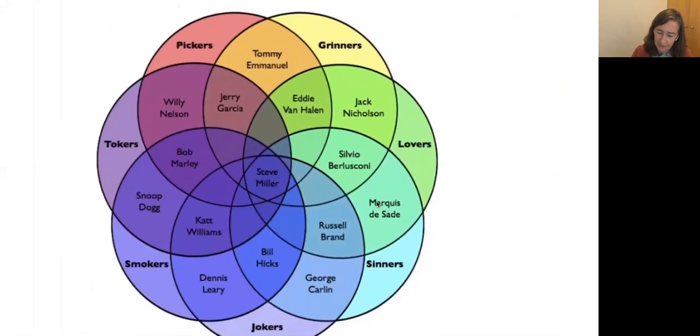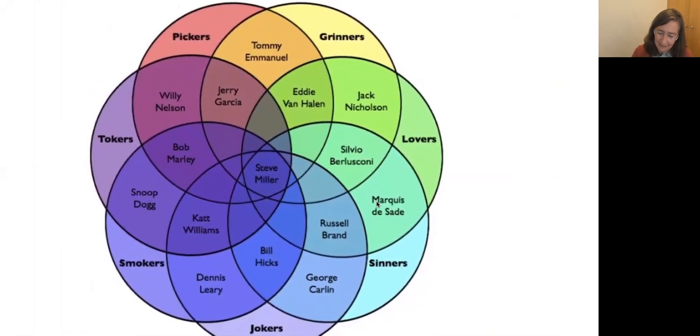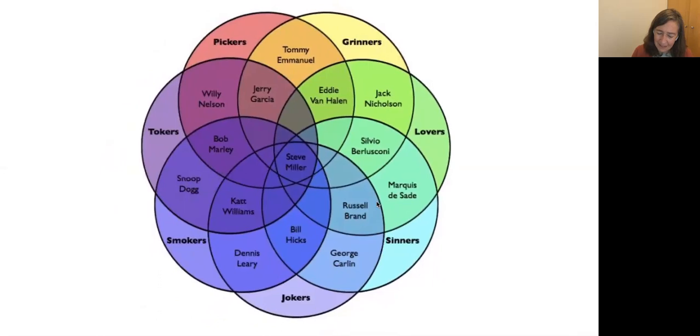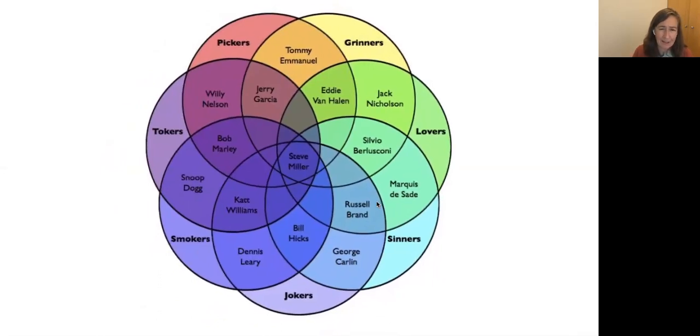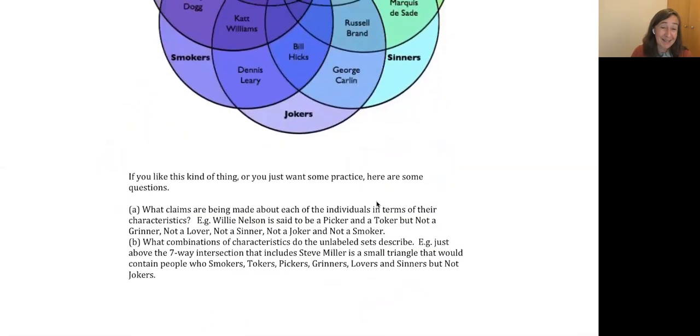I found on the internet that has lots of people, and it's its own little interesting Rorschach test. I mean, there's some of these people I know who they are. I agree that Willie Nelson is a picker and a toker, but not as much of a grinner as Jerry Garcia is. Some of these other people down here, the jokers and the smokers, I'm not even sure who Dennis Leary, Bill Hicks, these guys are, but I'll take their word for it. Anyway, if you want to fool around with a Venn diagram, here's one, even with some questions about it.